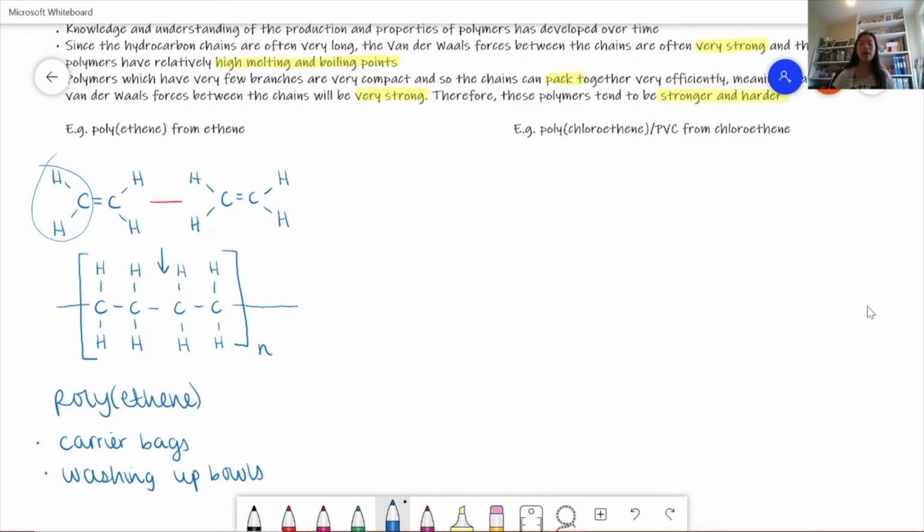And now we're going to look at polychloroethene or PVC from chloroethene. So what we have is chloroethene. So I'm going to draw out two chloroethenes.